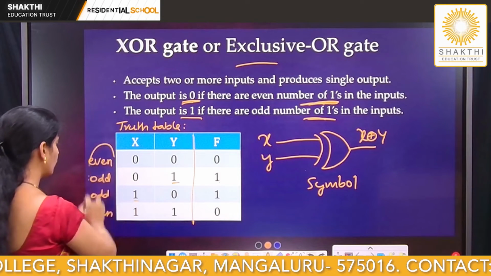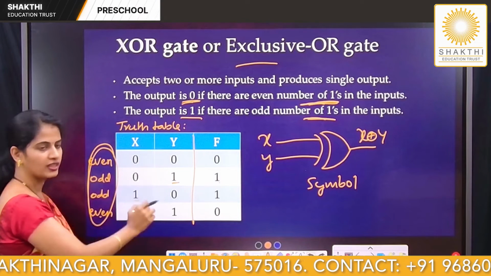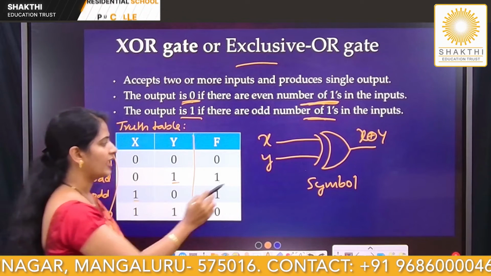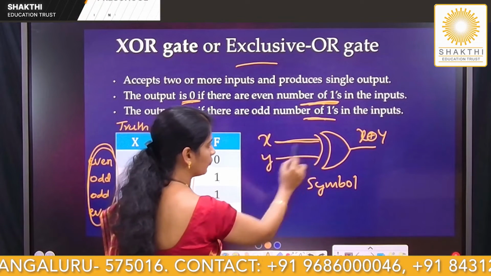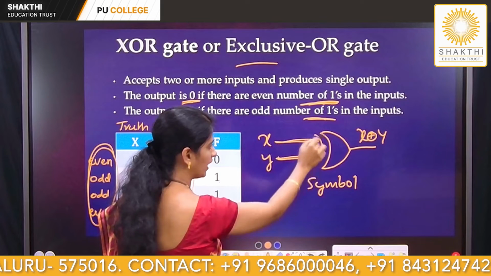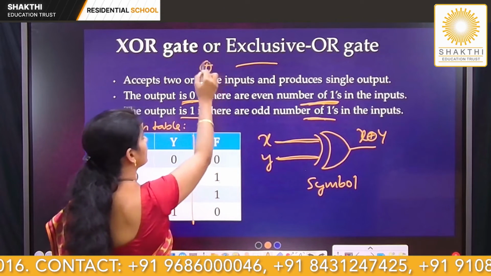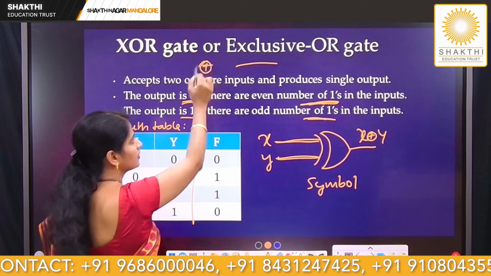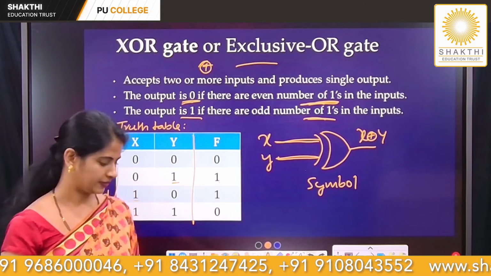So you have to take note of the even and odd number of ones in the input signals. And the symbol for exclusive OR gate, with 2 input signals, you have the inputs, and this is a gate, and the symbol used for the operation is plus with a circle. This is the symbol for exclusive OR gate.